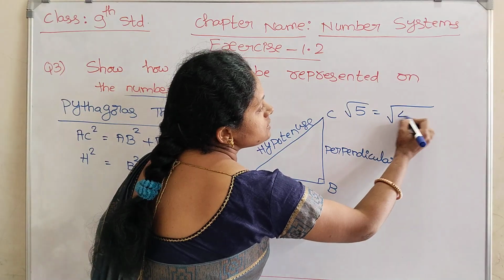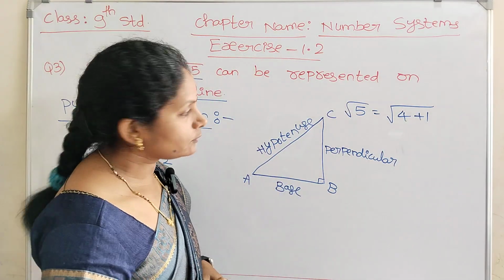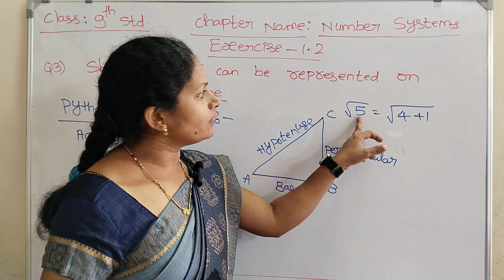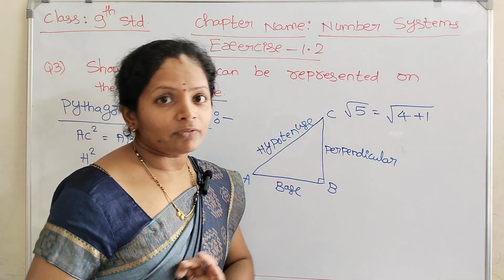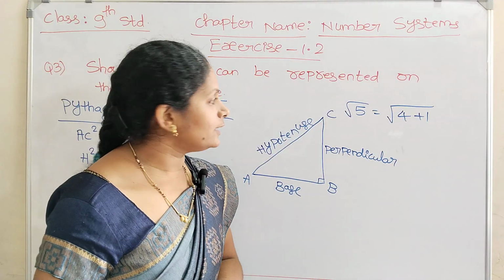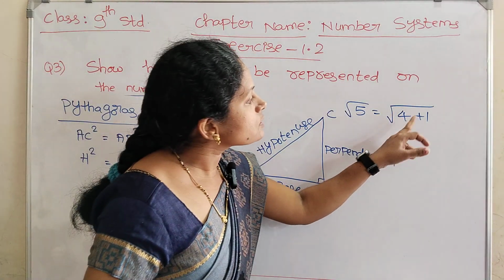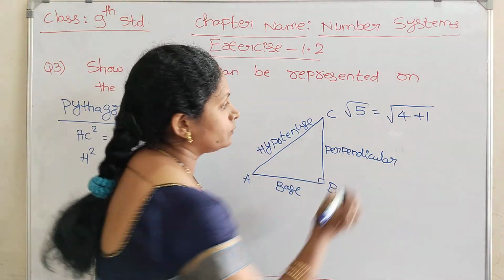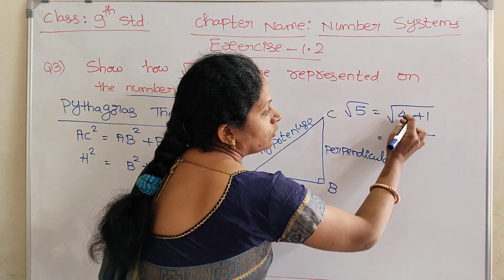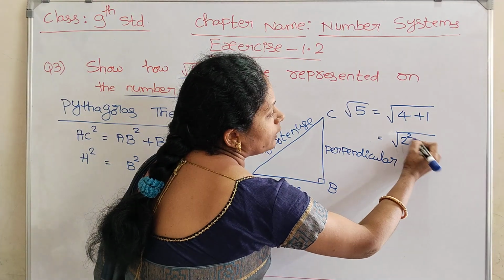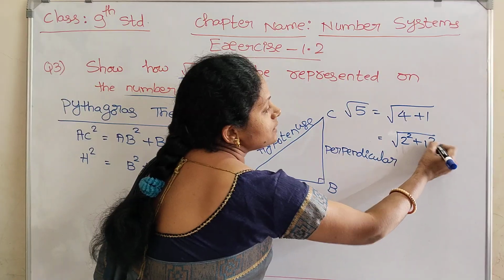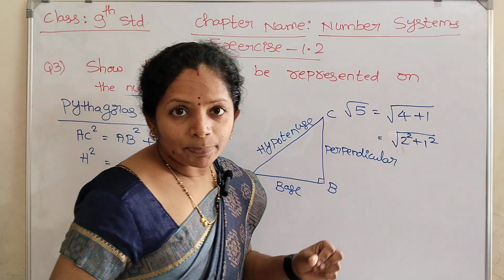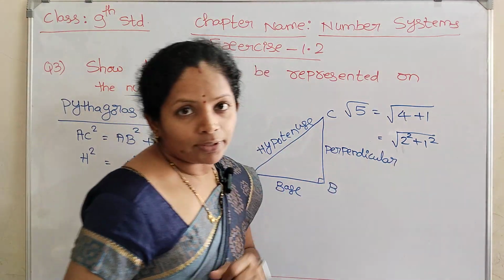This 5 can be written as 4 plus 1. But you may get a doubt: Miss, can't we write this as 2 plus 3? Yes, we can write it. But I will tell you what problem will arise. 4 and 1 are the perfect squares of 2 and 1. For this 4, we can write 2 square, and 1 can be written as 1 square. So here we can take 2 as the base and 1 as the perpendicular. We can take any units here.